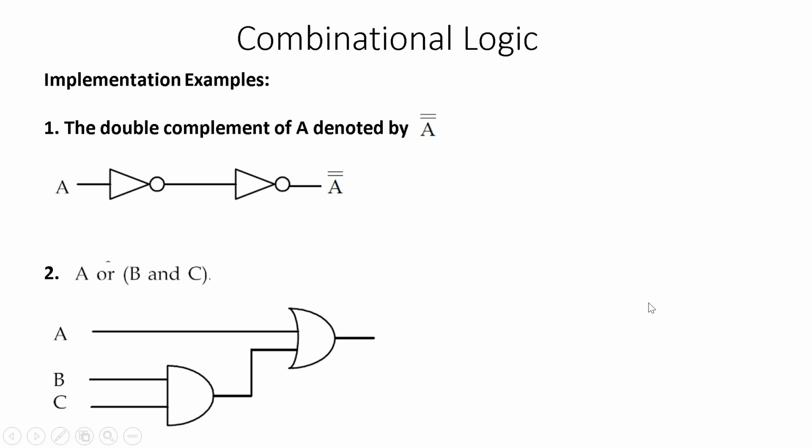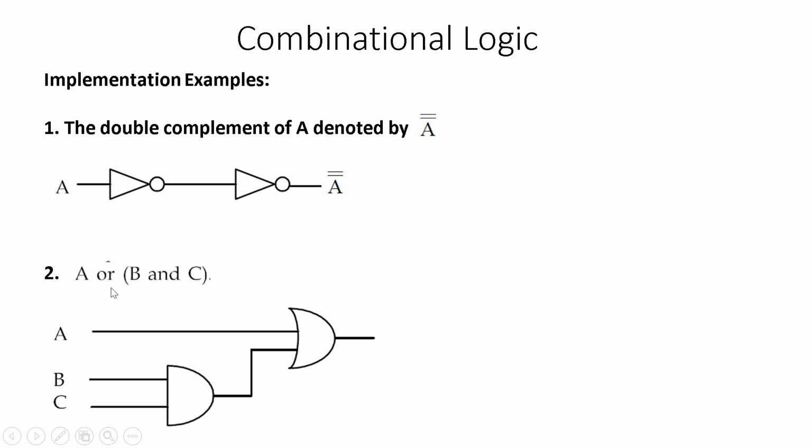So we have an implementation example for combinational logic. Let's say the double complement of A, denoted by A double bar. So that means A is the input, the variable here. Then this first bar is a NOT gate, so we put a NOT gate. But since it is a double, the output here is A bar. Then it is put again in another inverter because A bar is inverted again. So that's why we have this circuit.